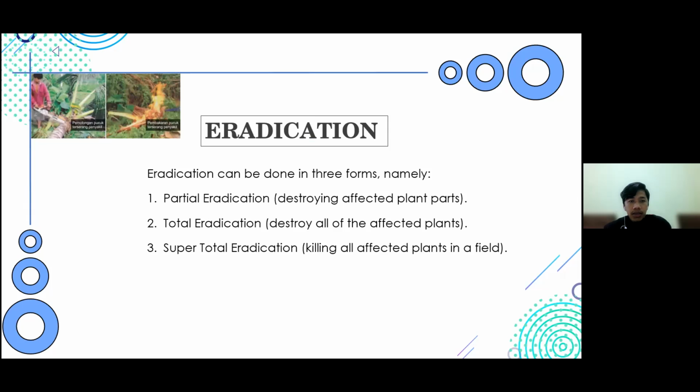Eradication. Eradication can be done in three forms, namely: 1, partial eradication, destroying affected plant parts; 2, total eradication, destroying all of the affected plants; 3, supertotal eradication, killing all affected plants in a field.